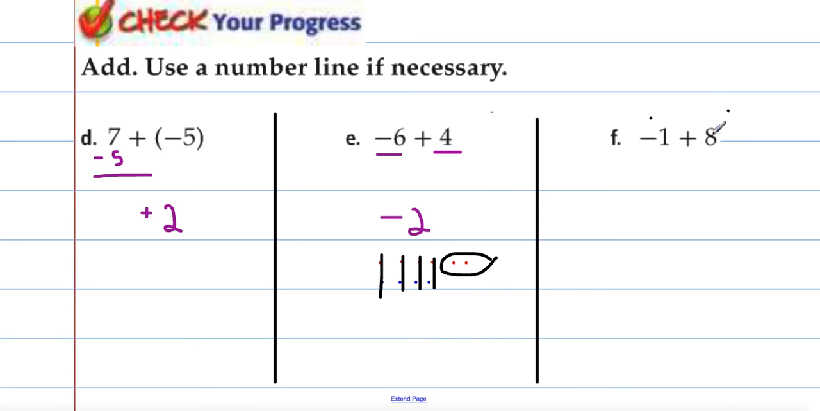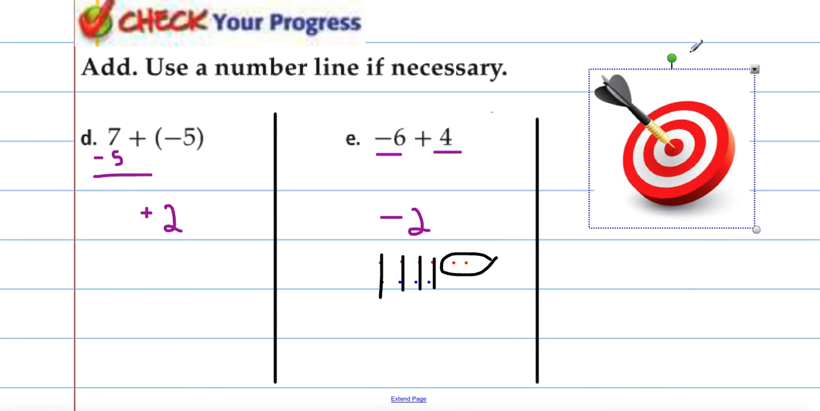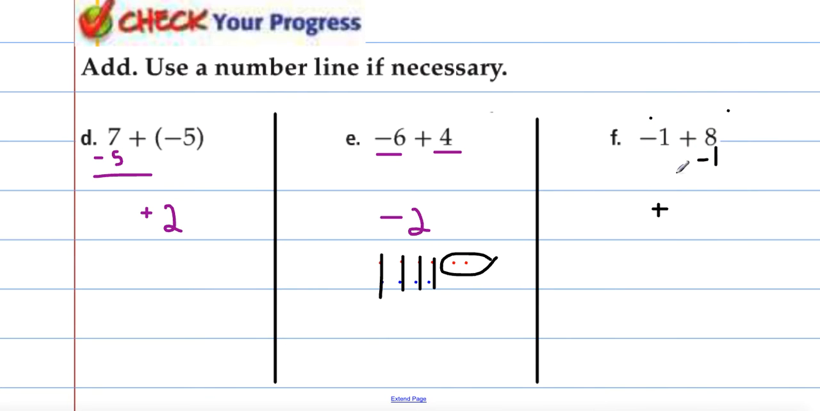-1 and 8. 8 has a greater absolute value, so I'm going to keep that positive. How many more is 8 than 1? Oops. And it is 7. Target just wanted to pop in the video there quick. Surprise!